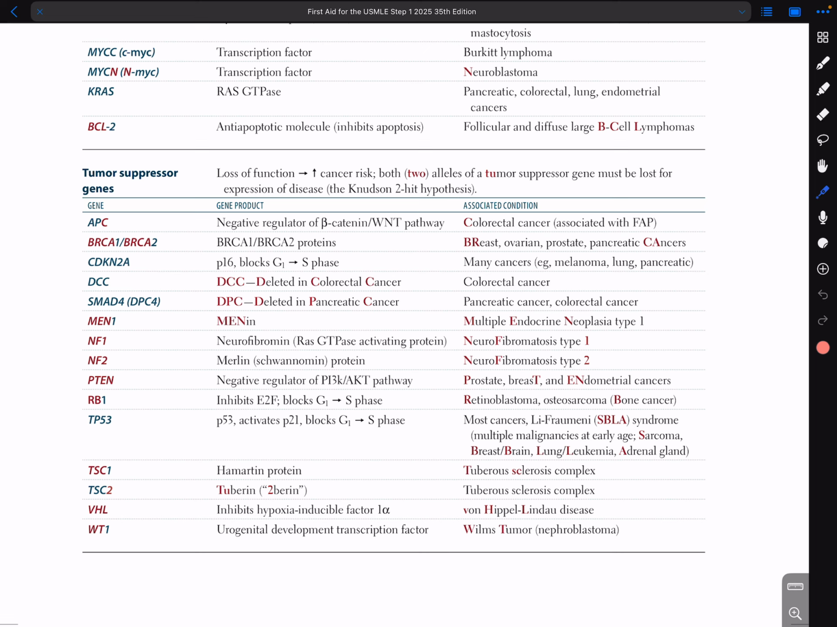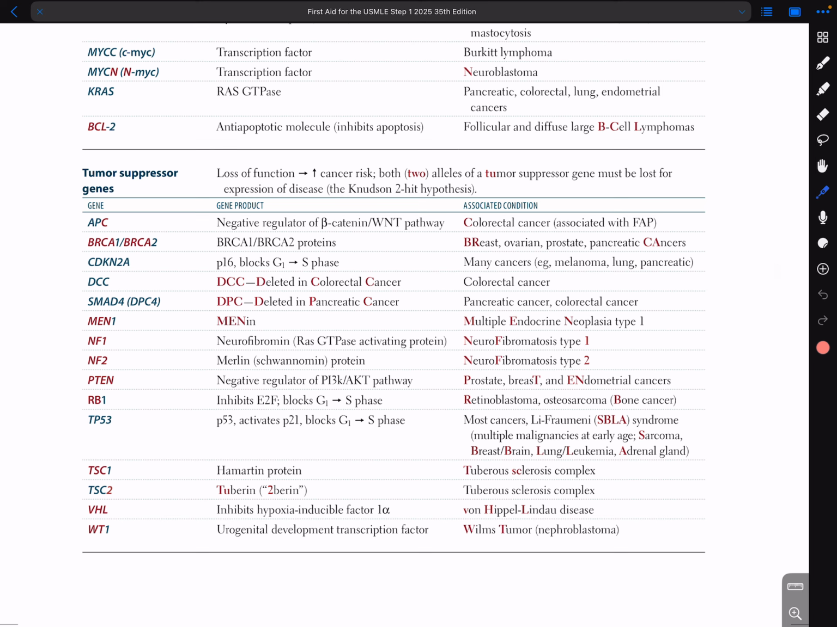Next tumor suppressor gene is SMAD4. Easier to remember: SMAD4, DPC4, deleted in pancreatic cancer. The conditions associated with DPC are pancreatic cancer and colorectal cancer both. DCC only has Cs in it, so only colorectal cancer. However, DPC has both P and C: P for pancreatic cancer, C for colorectal cancer.